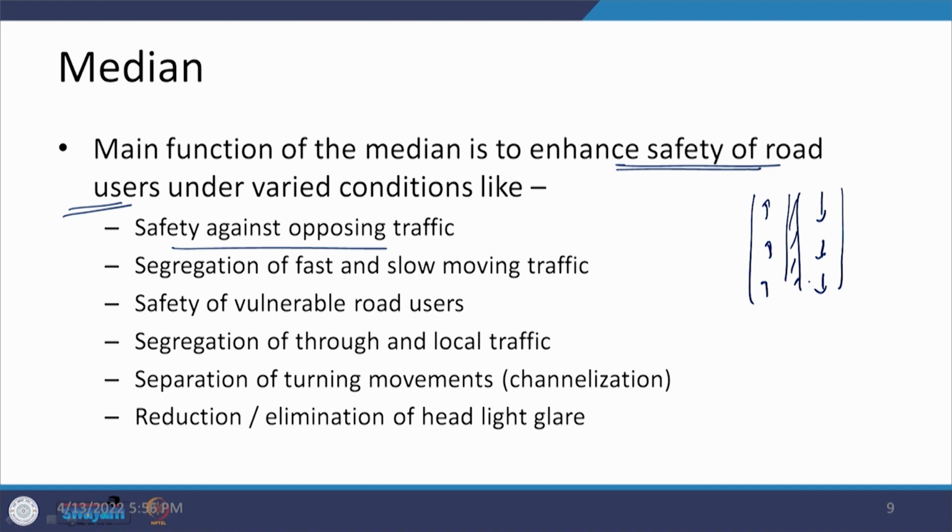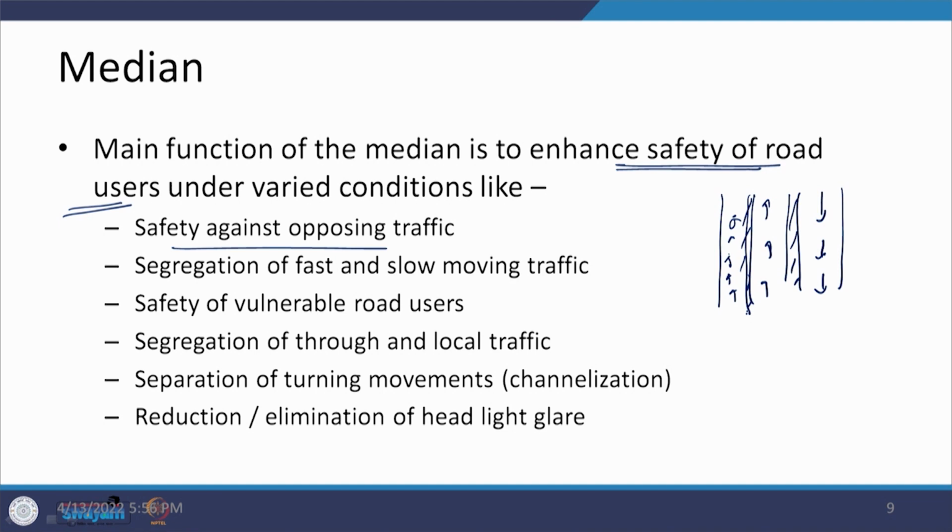If the traffic which is slow moving is substantial in nature, then we can have a separate lane for that. And there what we found is that we can have a slow moving traffic, and in this case again to segregate them we can provide one median at this side also.